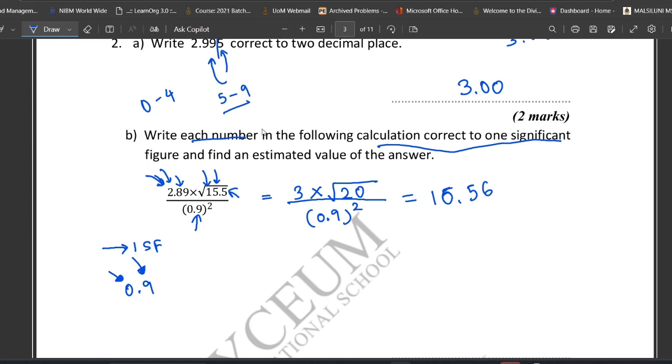They are saying write each number in the following calculation correct to one significant figure and find an estimated value of the answer. 16.5634 is the answer. If I write this into one significant figure, they haven't told us anything about the final answer. Therefore, this is also correct. If I write it using one significant figure, it should be 20.